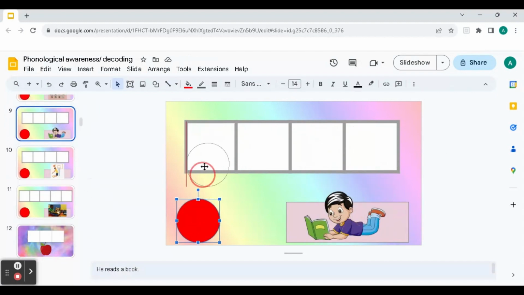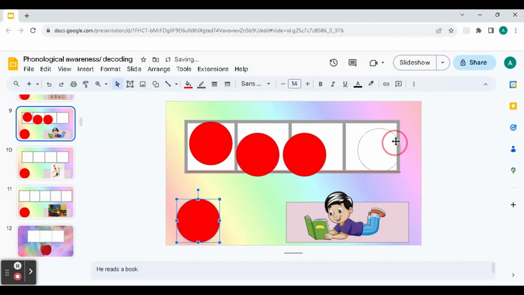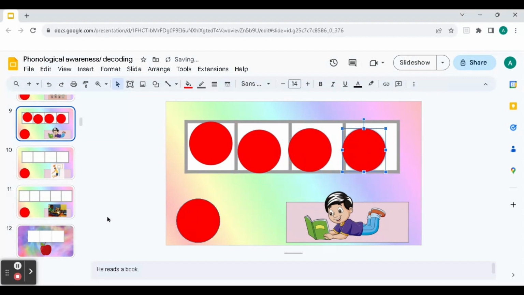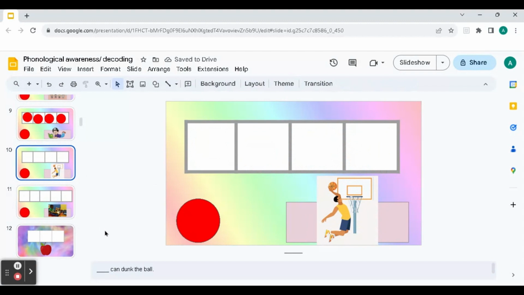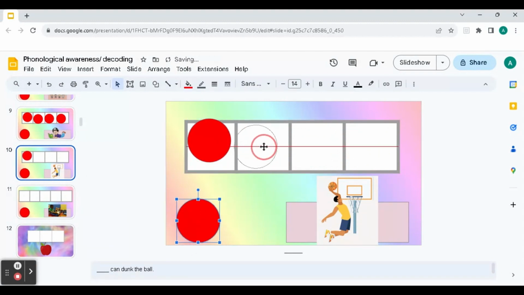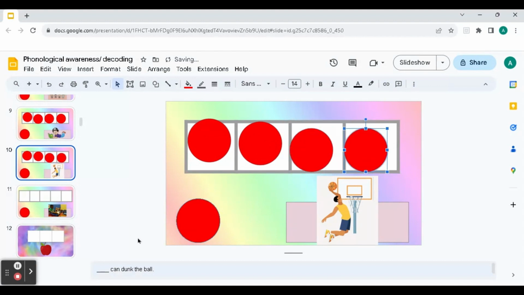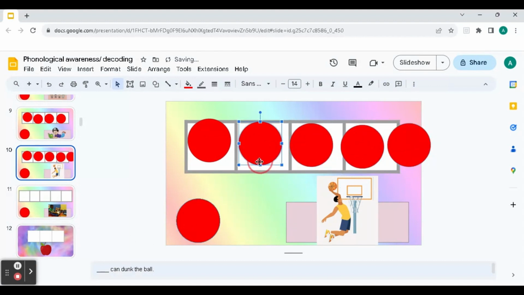He reads a book. There are 4 parts in that sentence. Jim can dunk the ball. How many parts do we hear in that sentence? There are 5 parts, or 5 words in the sentence.